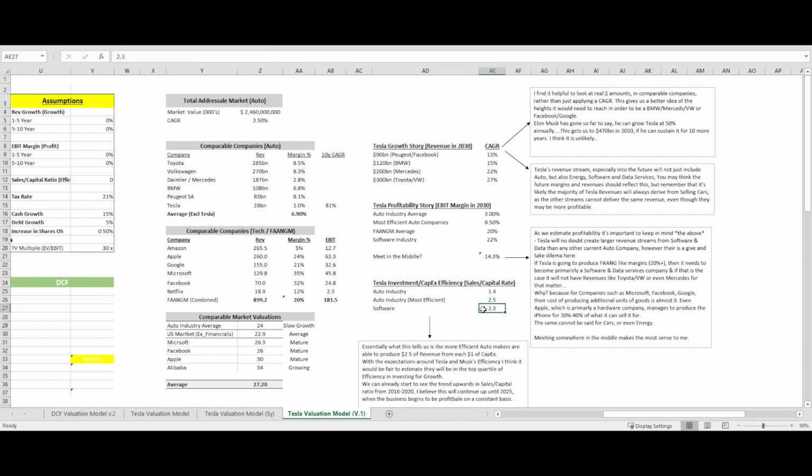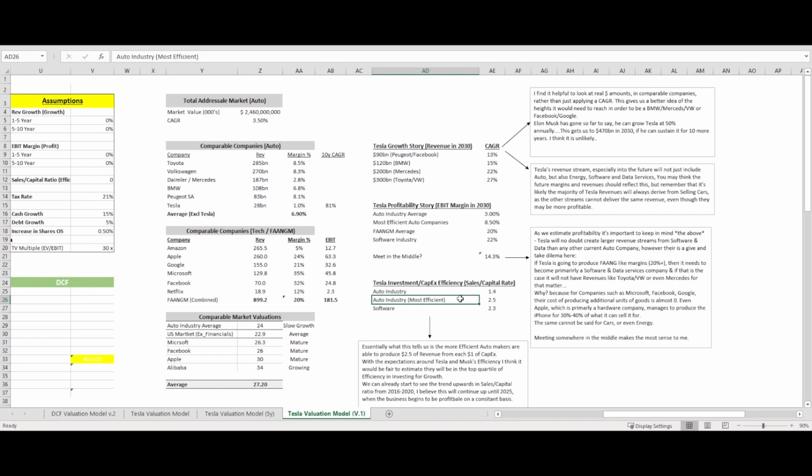Now, the next part is important in calculating our free cash flow, and this is going to be Tesla's investment or capex efficiency, which will give us our sales to capital rate that we want to run with. It's interesting when you look at this. You think software companies are a lot more efficient in investment than the auto industry. However, it's not really the case, and it's a little bit of a fix in the numbers. It's mainly due to the fact that, like we mentioned earlier, revenues just tend to be higher in auto companies, so their margins may be lower.